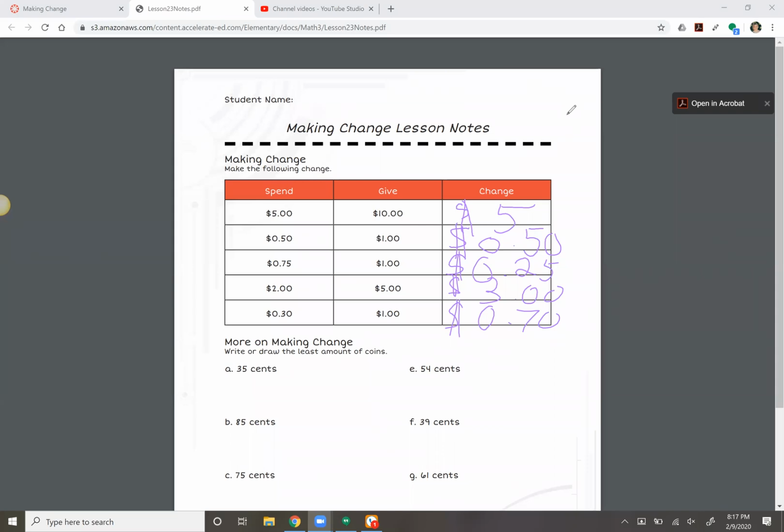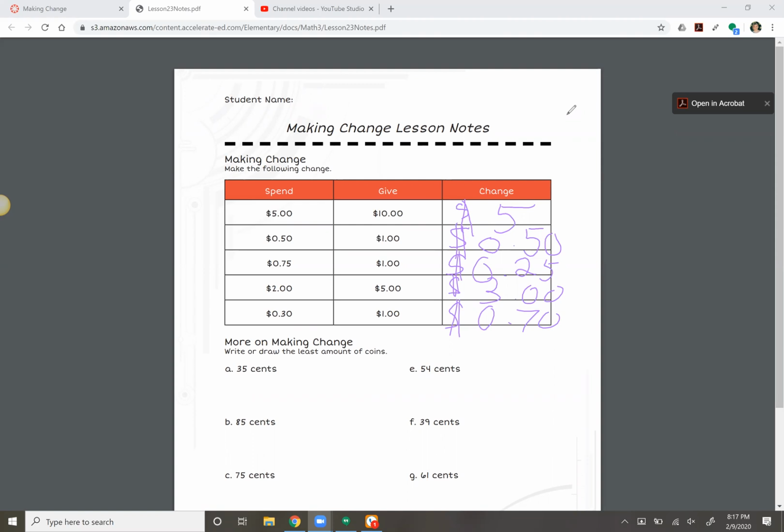All right, friends. So, please excuse my sloppy writing. It's hard to write on this. So $1 minus 75 cents is 25 cents. $5 minus $2 is $3. $1 minus 30 cents is 70 cents.